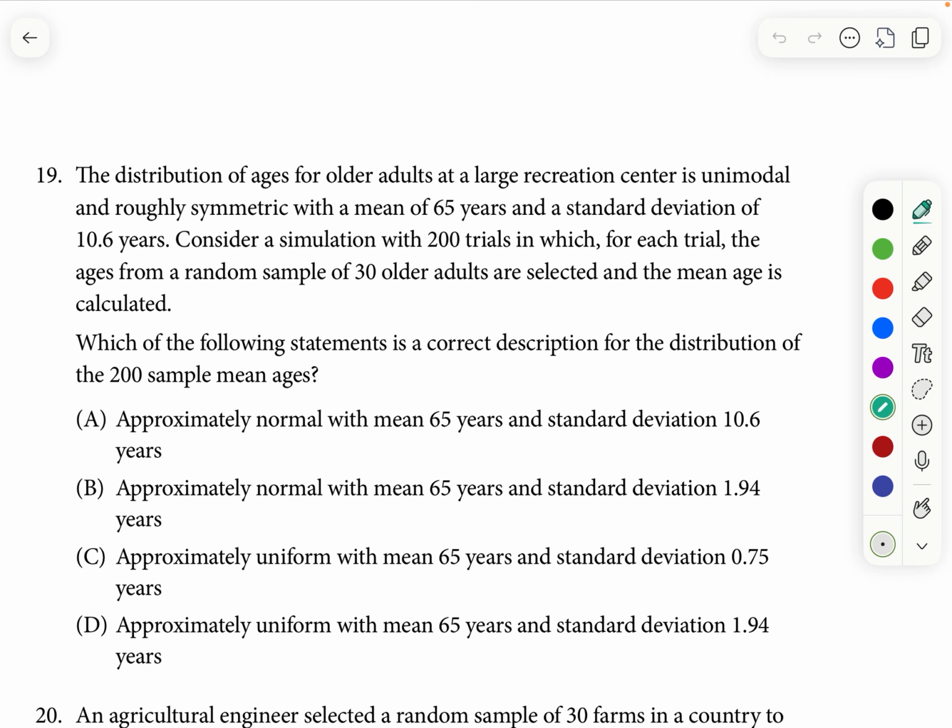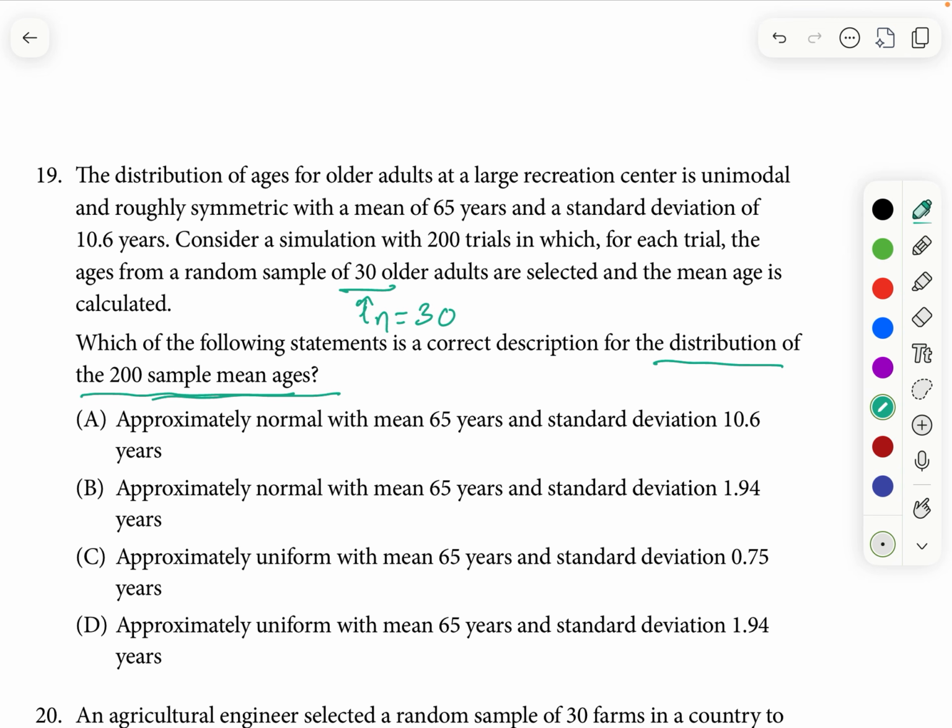So this question is asking about the distribution of the 200 sample mean ages. So this is the sampling distribution of the sample mean. And there are 200 trials, but the ages from a random sample of 30 older adults are selected. So the sample size is n equals 30, right? They're taking 200 samples of 30 people. So the number of people in each sample is 30. And the question is asking about the distribution.